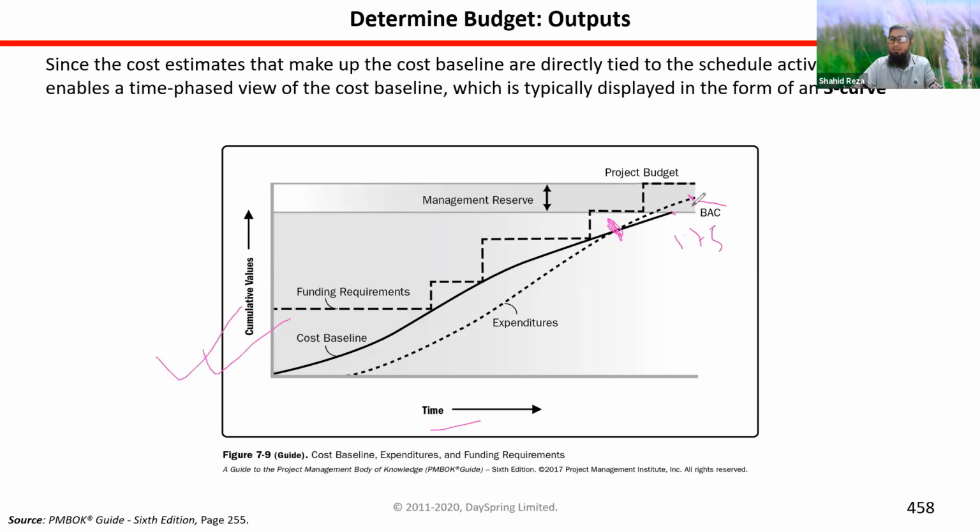This is known as BAC. BAC means budget at completion. The cost baseline is known as budget at completion. That means how much money we need to complete the project. So BAC was here. But what we are seeing is that from this point, we are spending more and the project will end up with higher cost. How much higher? This amount. All right.